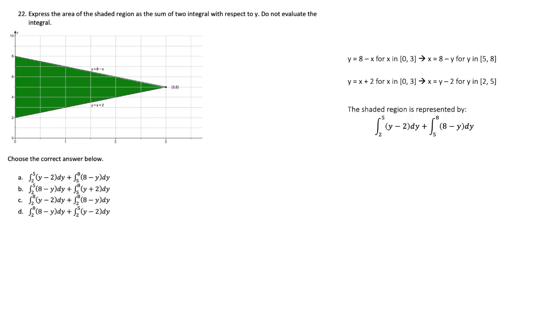And as we can see then, we split this up into 2. We have the integral from 2 to 5 of y minus 2 dy plus the integral from 5 to 8 of 8 minus y dy.